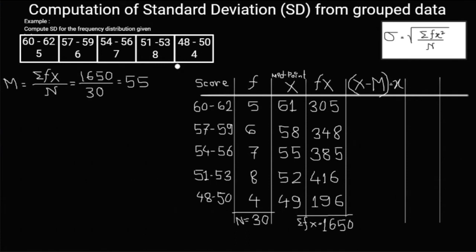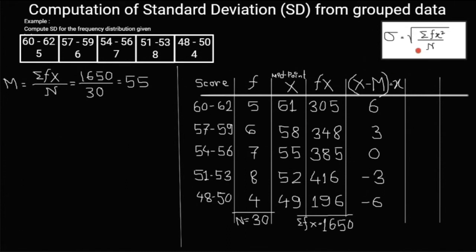Well, now that we know the mean of these scores, if we subtract the mean from the midpoint, we will get the deviation of each score. So 61 minus 55 is 6, 58 minus 55 is 3, 55 minus 55 is 0, 52 minus 55 is minus 3, 49 minus 55 is minus 6.